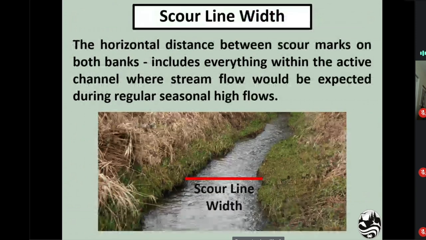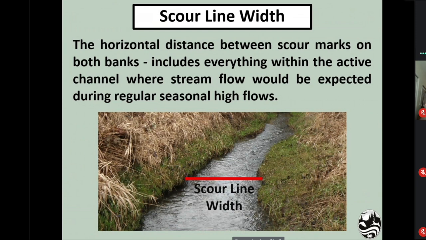So here we're talking about scour line width. Scour line width is the horizontal distance between scour marks on both banks. The scours are created by regularly reoccurring winter flows, which have a distinct scoured mark on either bank of the channel. This is roughly representative of the width of the potential salmonid habitat during winter season.